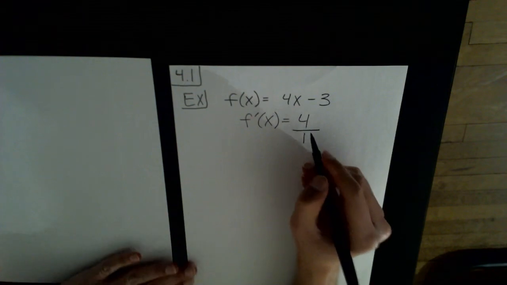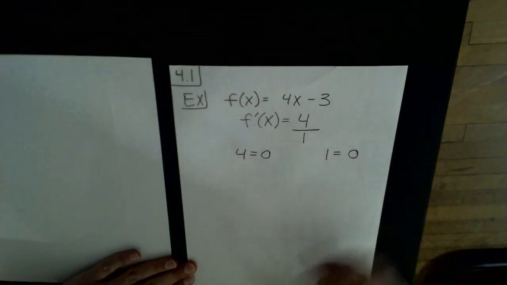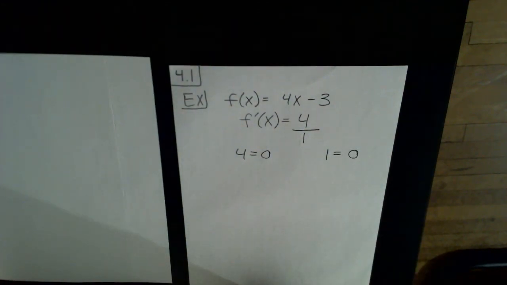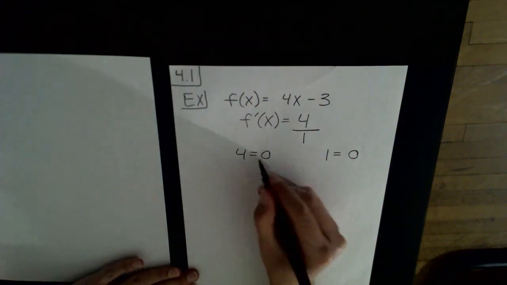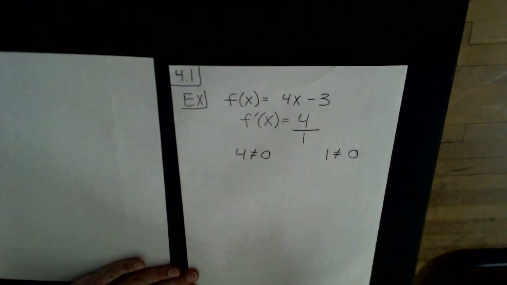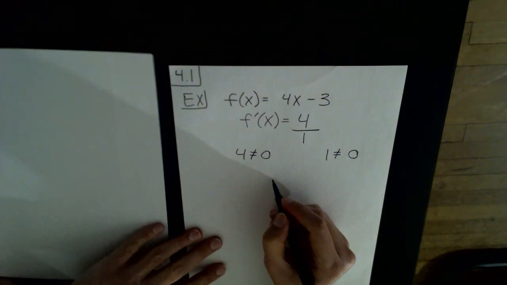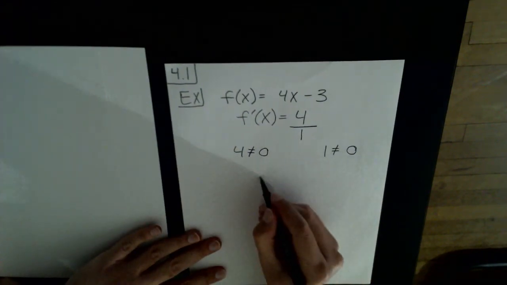And with that, we now set the numerator and denominator equal to 0 to solve for our partition numbers. Now notice there are no partition numbers in this case. 4 can never equal 0, and 1 can never equal 0. So what does that tell us? Again, there are no partition numbers. Nothing will make either of these values equal 0. So we immediately go to our number line or table.